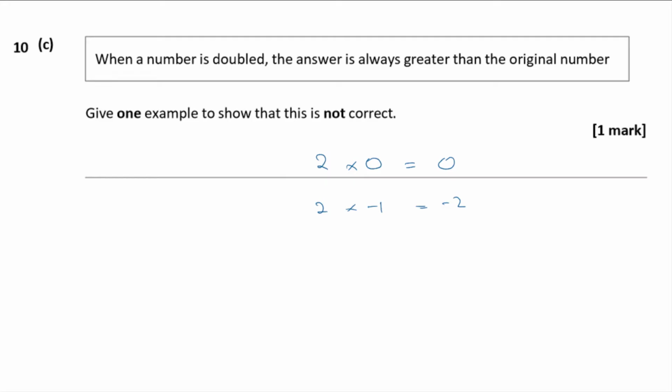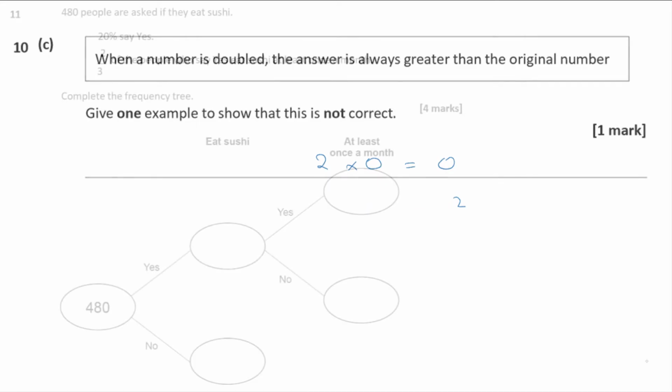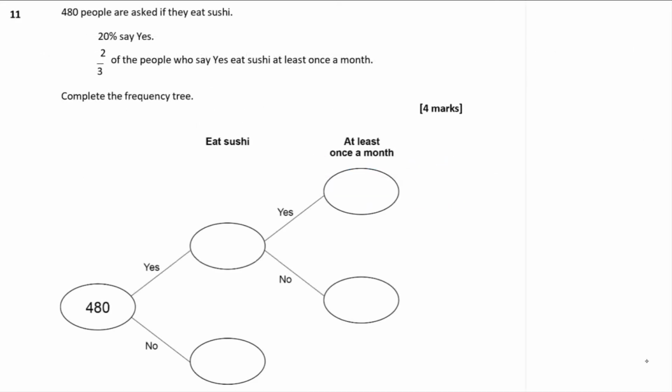So either pick any negative number, or you can pick 0. Question 11. 480 people are asked if they eat sushi. 20% say yes. 2/3 of the people who say yes eat sushi at least once a month. Complete the frequency tree. Okay, so 480 people asked and 20% of people say yes.